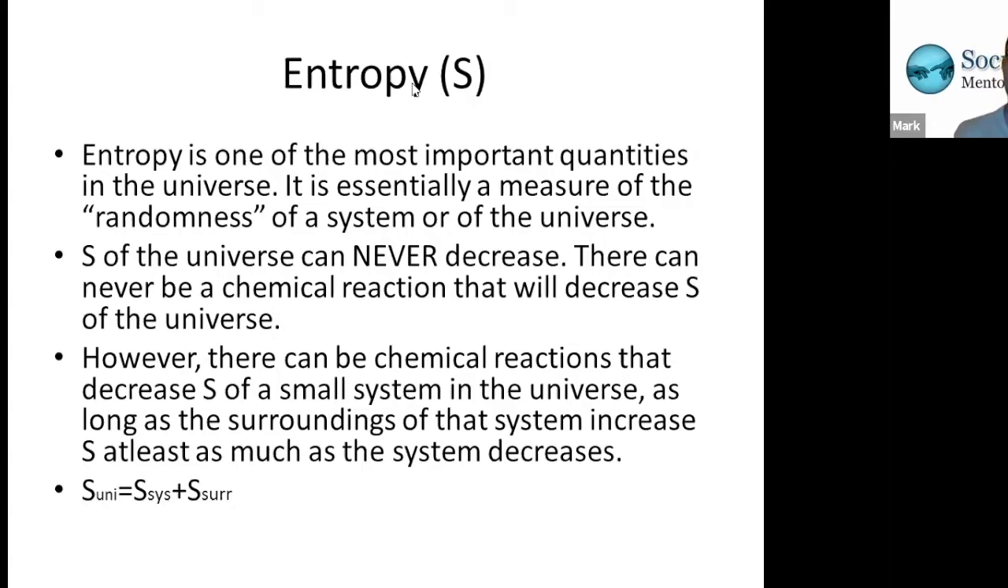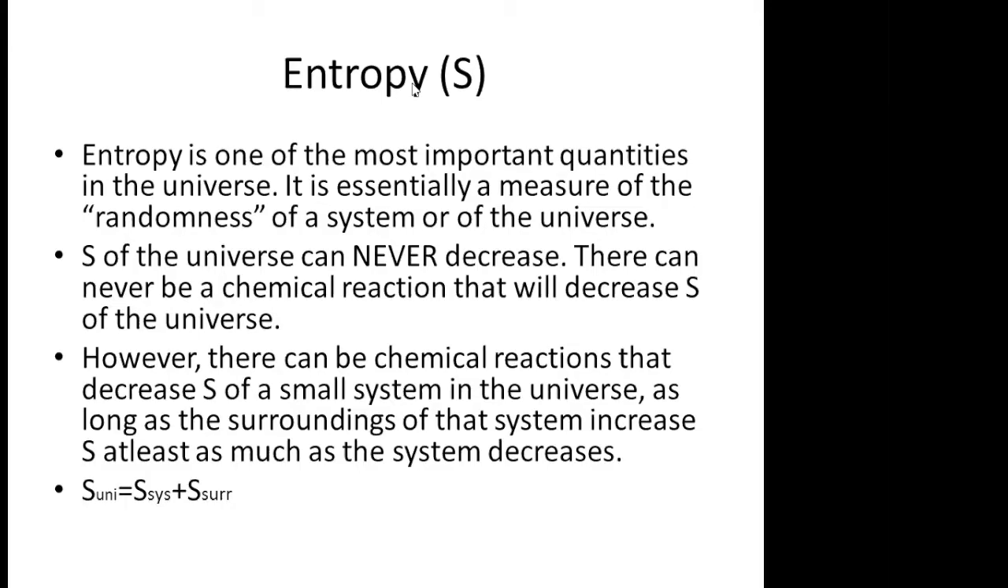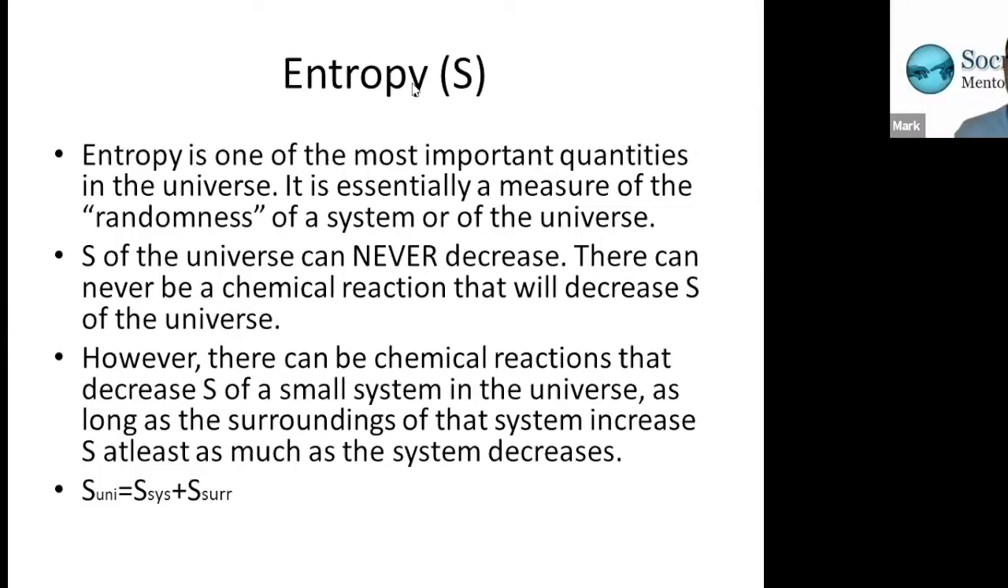contents of the container. Okay, so there can be chemical reactions inside that container that decrease the entropy of that container, but the entropy of the universe as a whole cannot decrease. So what that means is the entropy of the surroundings, so everything outside the container, as a result of the chemical reactions inside the container, must increase entropy at least as much as the system decreases, right? In order to maintain balance.